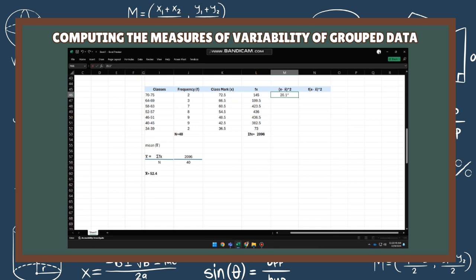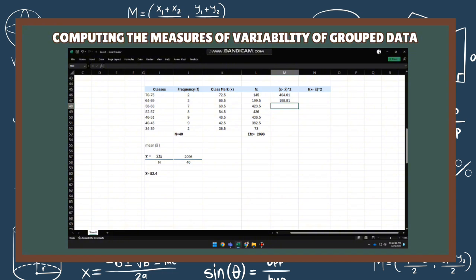So, 20.1 squared is equals to 404.01. So, ganun din dito sa mga sunod. 66.5 minus 52.4 equals 14.1 and then squared equals 198.81.